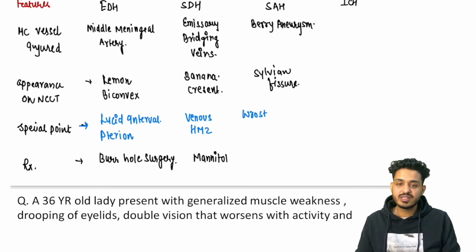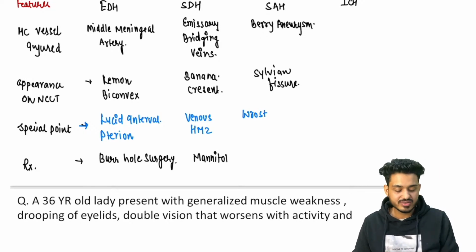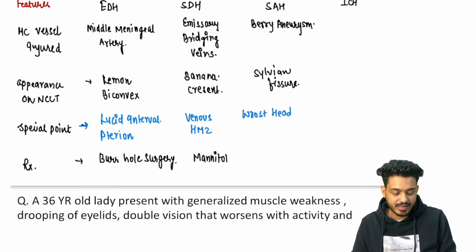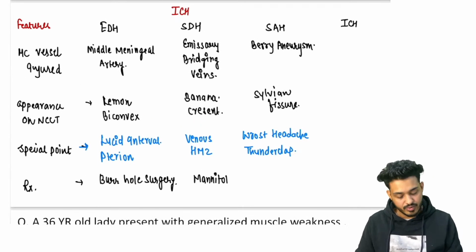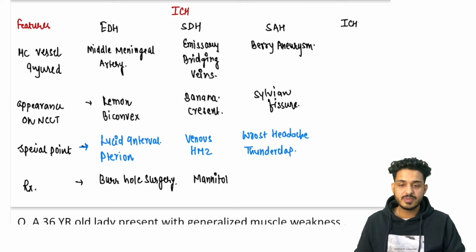What is the classical thing you will be getting in the question? Keyword is going to be worst headache of my life. Worst headache or thunderclap headache. Thunderclap headache or worst headache of my life. If they give you in the question, you will be jumping directly to this particular answer, right?